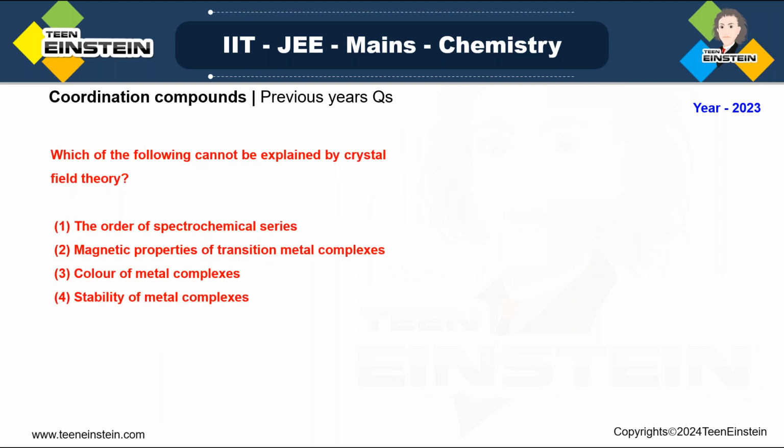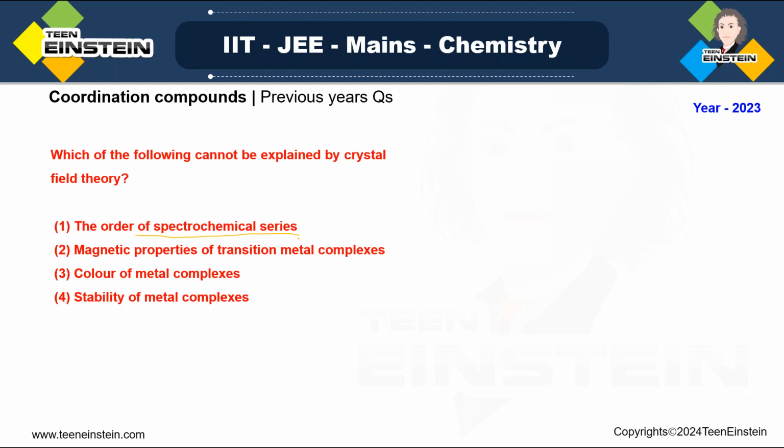Next question. Which of the following cannot be explained by crystal field theory? Now here we have some statements. We have to choose the one which we cannot explain by crystal field theory. The first is the order of the spectrochemical series. Remember the spectrochemical series, I have already shown it in one of the problems. And there you have seen there is some order, starting from weak field, gradually we are moving towards the strong field. But how are we getting this order? Can you explain it from crystal field theory?